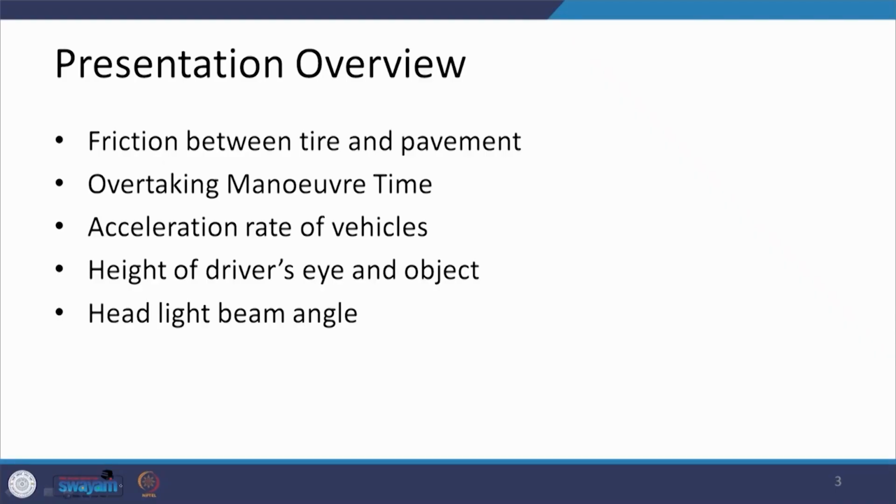Now, from here we are going to continue forward, and what we are going to talk about today are friction between tire and pavement, the overtaking maneuver time, the acceleration rate of vehicles, height of driver's eye and object, and headlight beam angle. If you look at these factors, they are not specifically related to one type of side distance, they are related to all such side distances which we have otherwise talked about in terms of their types. And as per the requirement, out of these factors we are going to utilize them one by one.